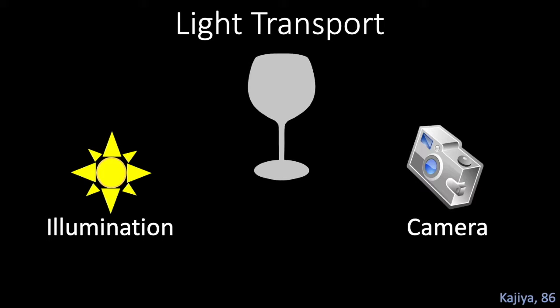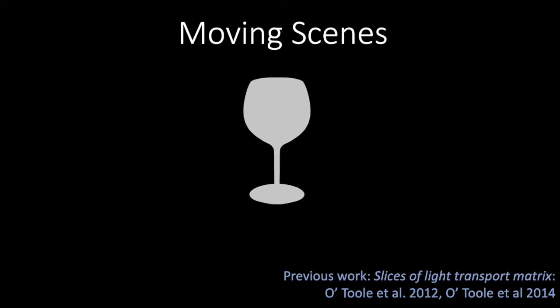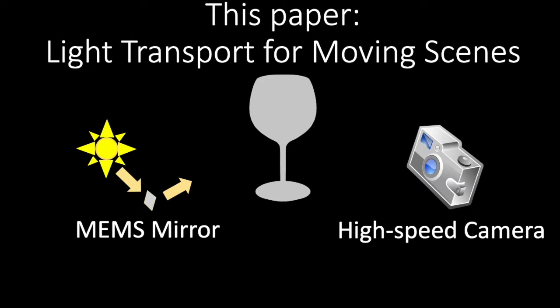We present light transport applications with a fast flying dot projector. Light transport is a fundamental concept in computer graphics that captures all the interaction of light from a source to a camera. This paper is about dynamic scenes. Our idea is to use a high-speed camera and a MEMS mirror-modulated source to capture dynamic light transport.